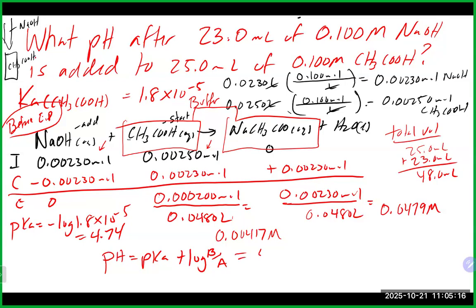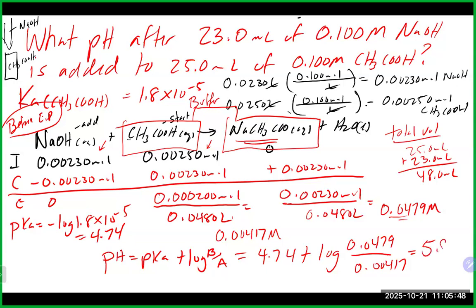So putting that in, 4.74 plus the log. We want the base, and acetate has one less hydrogen, and it is the base. So that's going to go up on top. And on the bottom will go our other one. So if we do that, 0.0479 divided by 0.00417, take the log of it, add it to 4.74, and we get somewhere in the ballpark of 5.8, since I used rounded numbers there. Any questions on that?